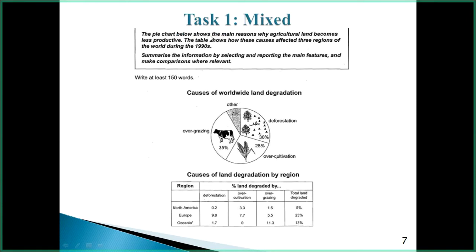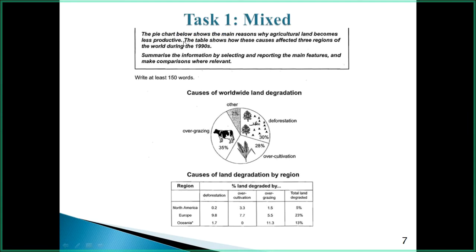displays, represents, or illustrates. You can use any one of these words. The main reasons why agricultural land becomes less fertile, infertile, non-productive, barren, and something like that. Deserted, less productive can also be replaced with deserted. So the main reasons, the main causes of worldwide land degradation. That's it. So the provided chart represents the major causes, the prime causes of worldwide land degradation.